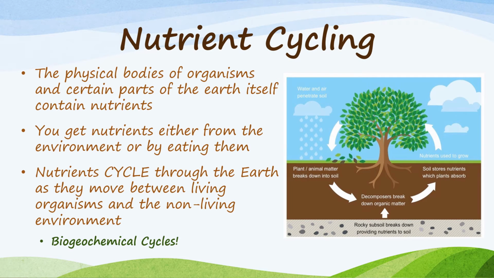So because nutrients are a form of matter, that means they must cycle as well. That's how we get nutrients in and out of the ecosystem and the living things. So the physical bodies of the organisms and certain parts of the earth contain nutrients. Our body actually contains nutrients, but so does certain parts of the soil and the air. We call these special cycles biogeochemical cycles. Let me tell you what that means in the next slide.